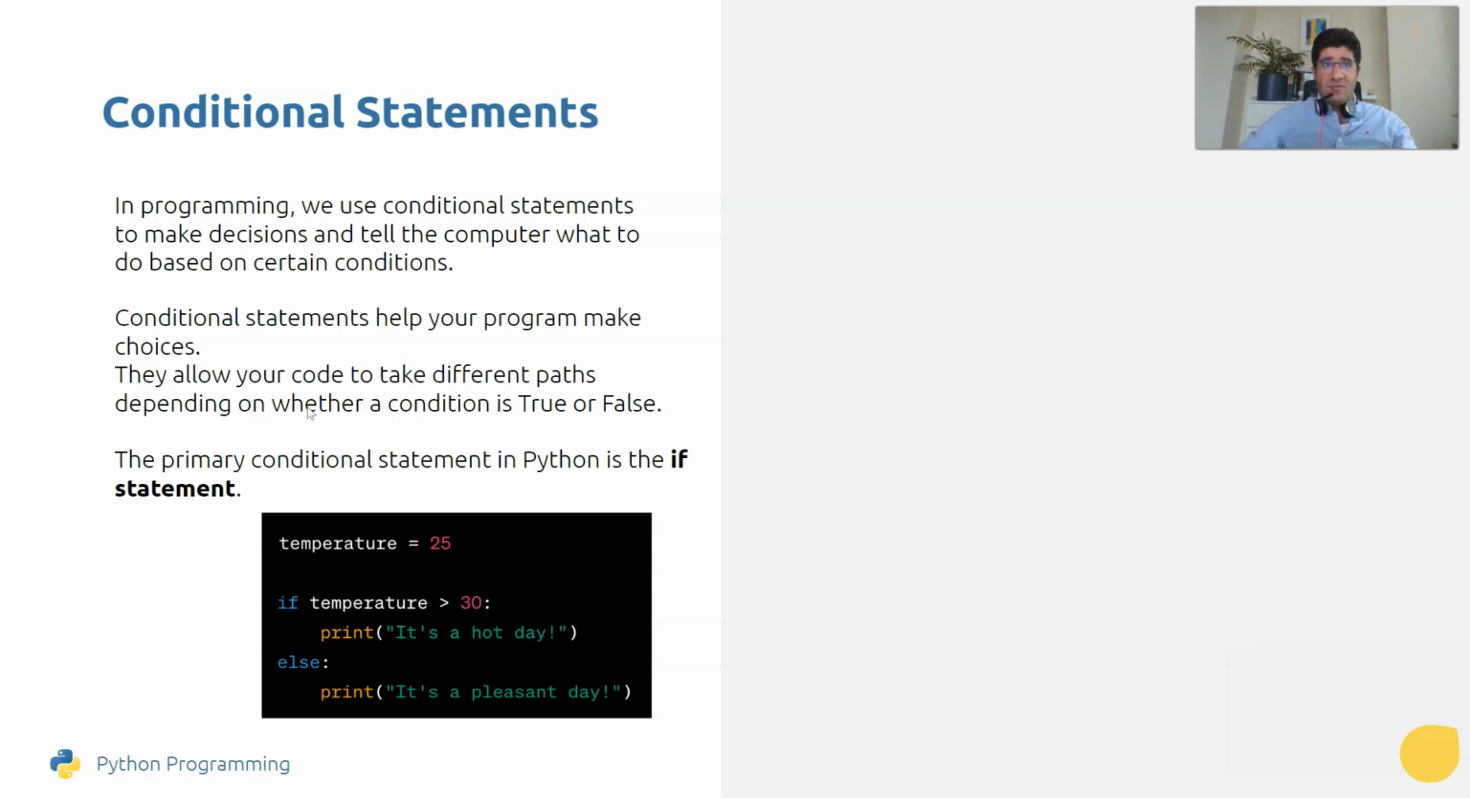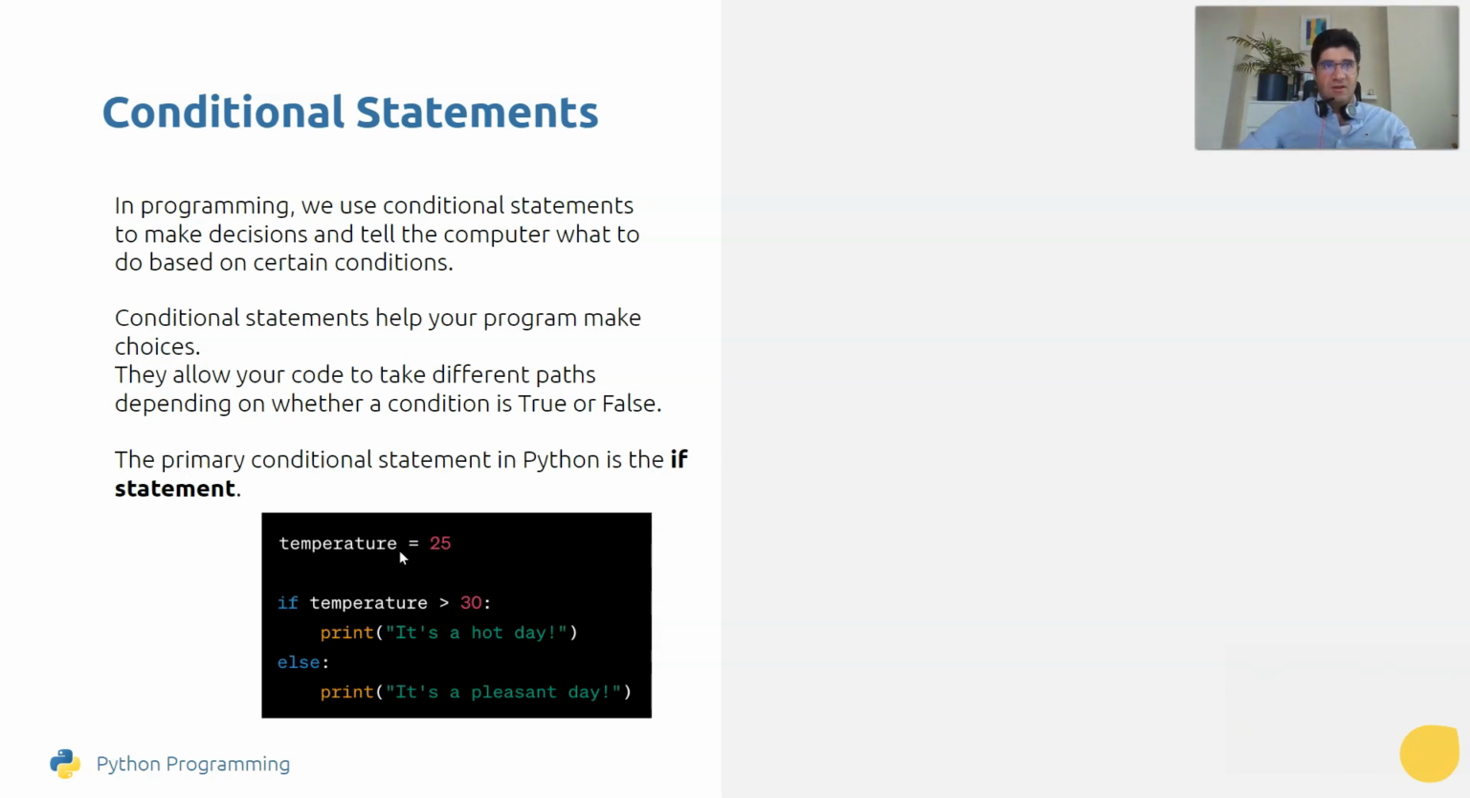Those conditions return a Boolean value, so the condition should be true or false. And based on that true or false, a part of the code will be run, not the whole written code. The primary statement in Python for conditional statements is the if statement.